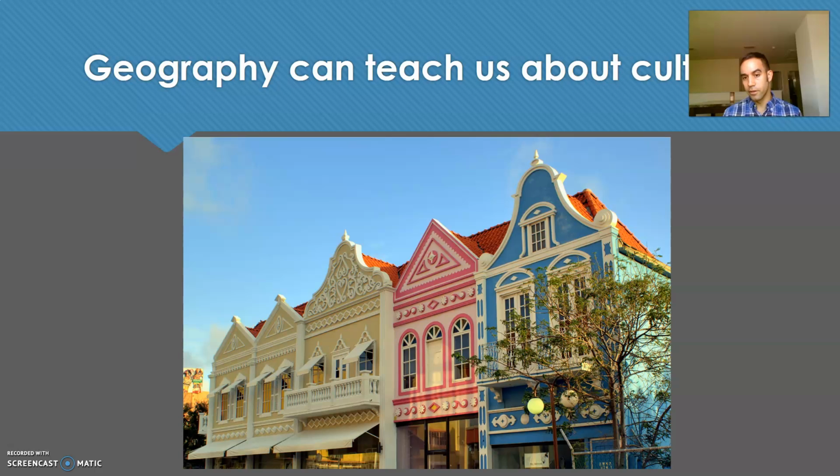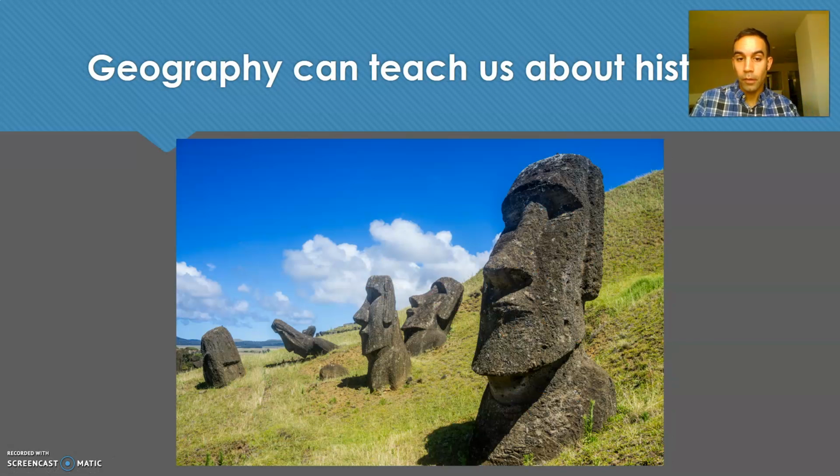there for cruises. But Aruba, if you go back in time, Aruba was actually founded by the Dutch, who are from Netherlands. So that is why the architecture in Aruba looks like the same architecture that you would find in Europe. All right, but geography can tell us this because geography can teach us about culture. And of course, geography can teach us about history, right?